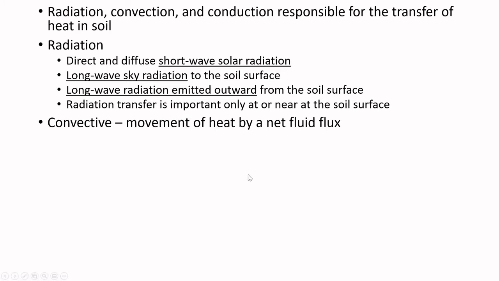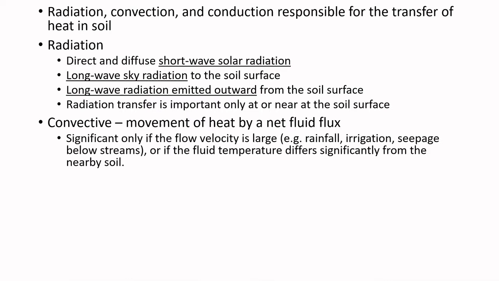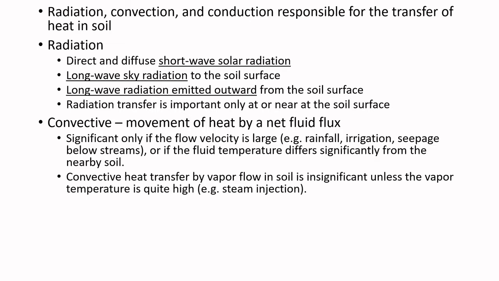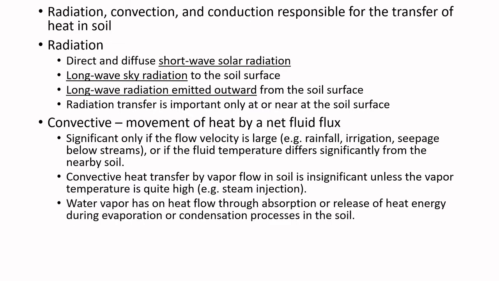Convection is the movement of heat by a net fluid flux, significant only if the flow velocity is large, for example rainfall, irrigation, seepage below streams, or if the fluid temperature differs significantly from the nearby soil. Convective heat transfer by vapor flux in soil is insignificant unless the vapor temperature is quite high, for example, steam injection. Water vapor has an effect on heat flux through absorption or release of heat energy during evaporation or condensation processes in the soil.